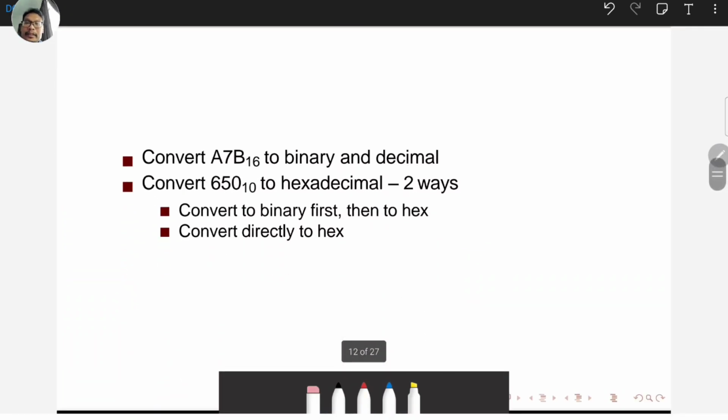More number conversion. Convert A7B base 16 to both binary and decimal. So what we do is we take A7B, first to binary.